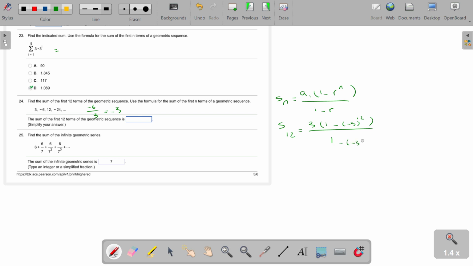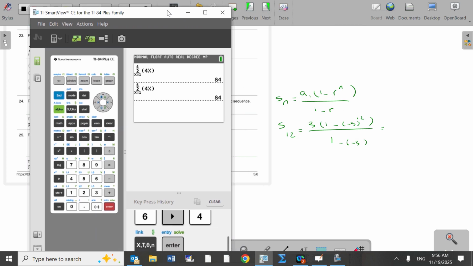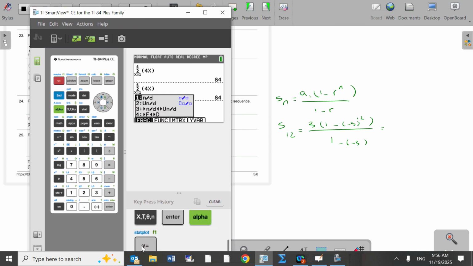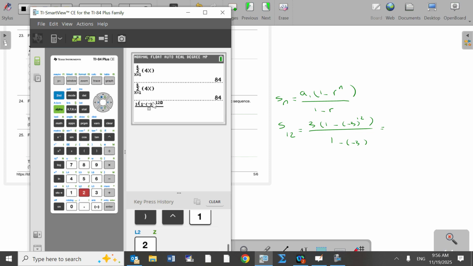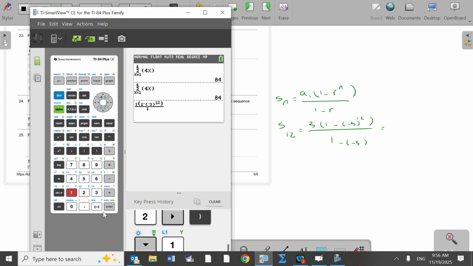And I'm going to use my calculator to find this. So I'm going to make a fraction. On the top, I write 3 times 1 minus, in the parentheses, negative 3 to the power of 12. Close the parentheses and then raise to the power of 12, and then close the parentheses. And here I have 1 minus negative 3. And that's the answer.